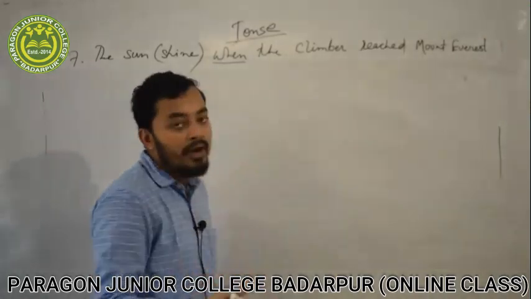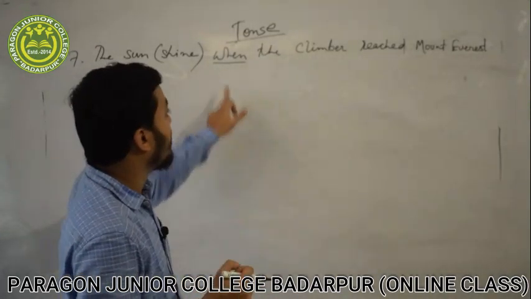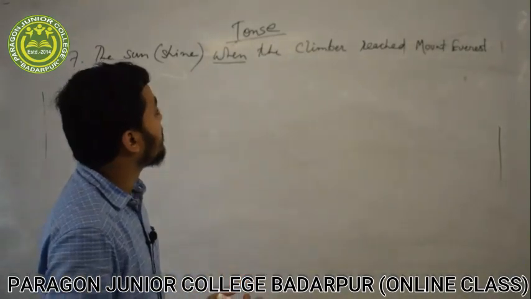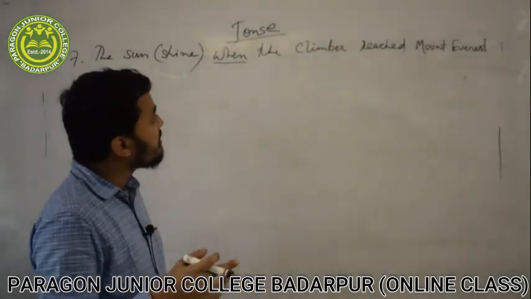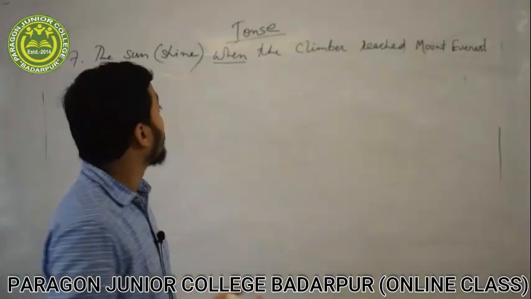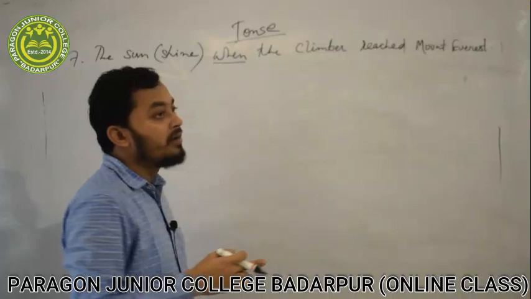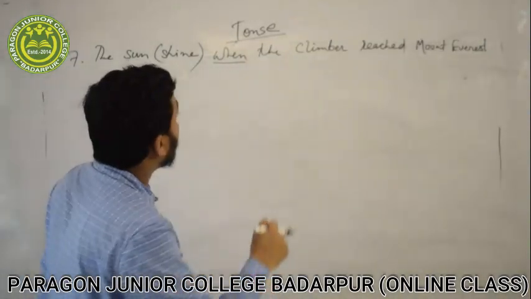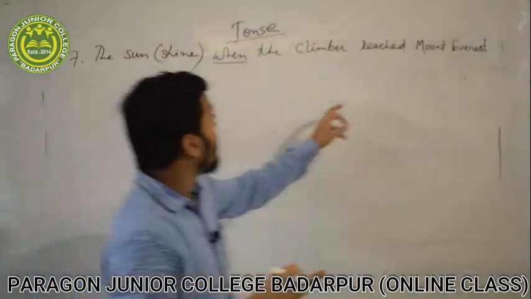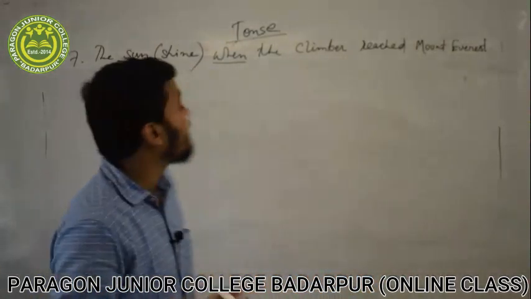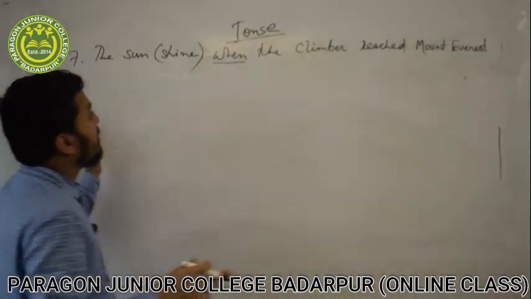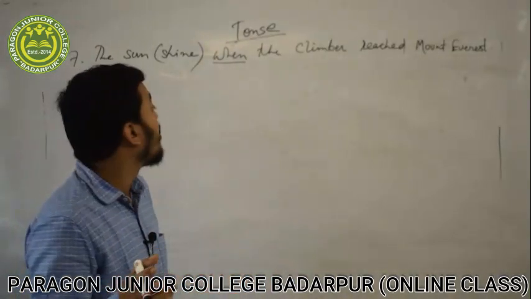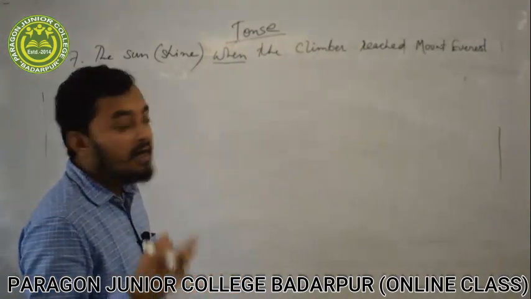If we get when or while in any sentence, if one portion of the sentence is in past indefinite tense, the other part of the sentence will be in past continuous tense, and vice versa. So the climber reached Mount Everest, reached is past indefinite tense, automatically the other part will be in which tense? Past continuous tense.